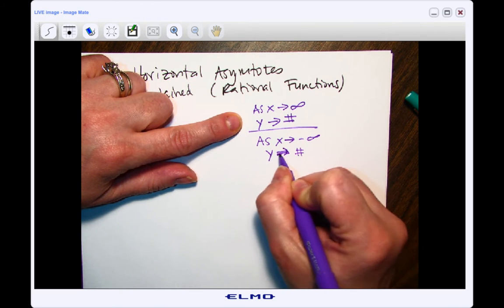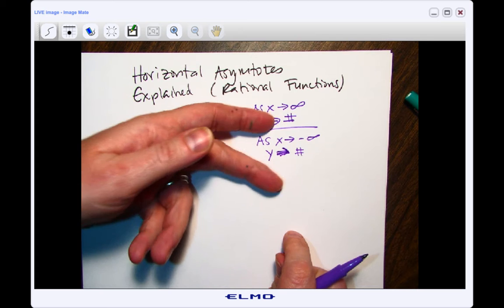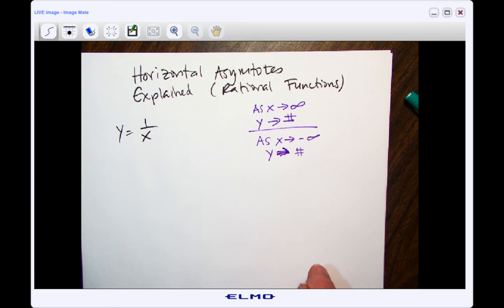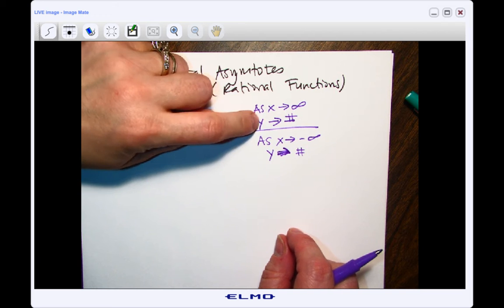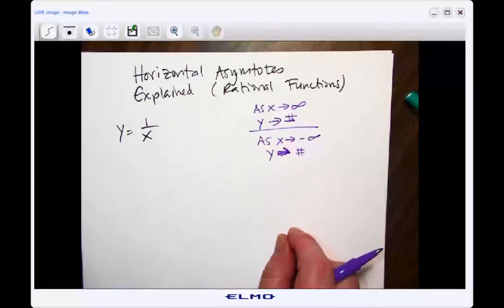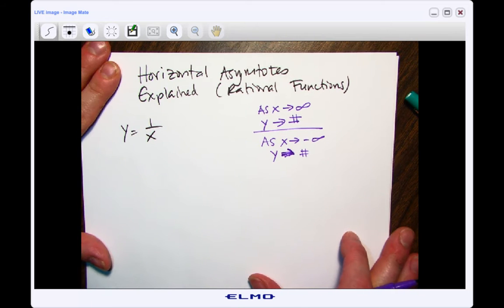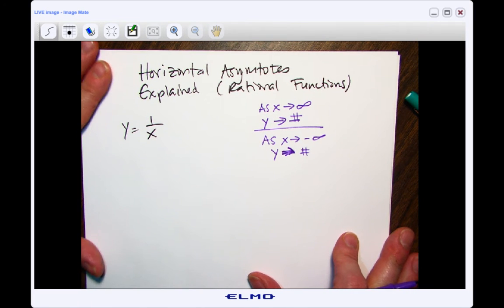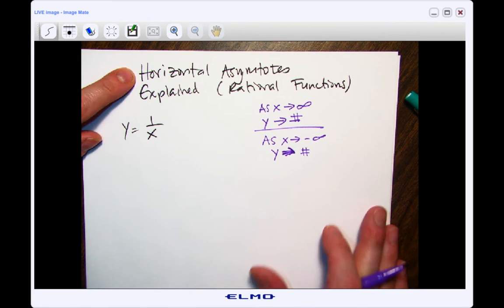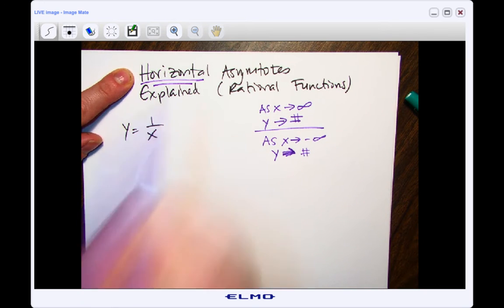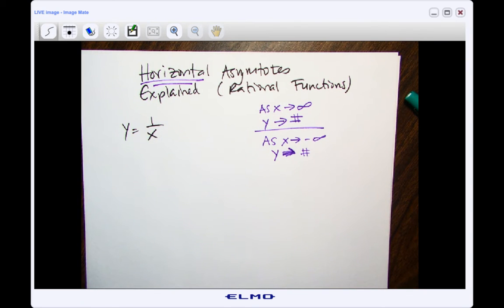So this is sort of just flipped around from our vertical asymptotes that we talked about in the vertical asymptote video. Right? In that one, the y was getting really, really big or really, really small, and x was getting close to a number. This is the opposite. So how do we find these vertical asymptotes, or these horizontal asymptotes, excuse me, we're talking about horizontal in this one. Horizontal asymptotes, how do we find them?